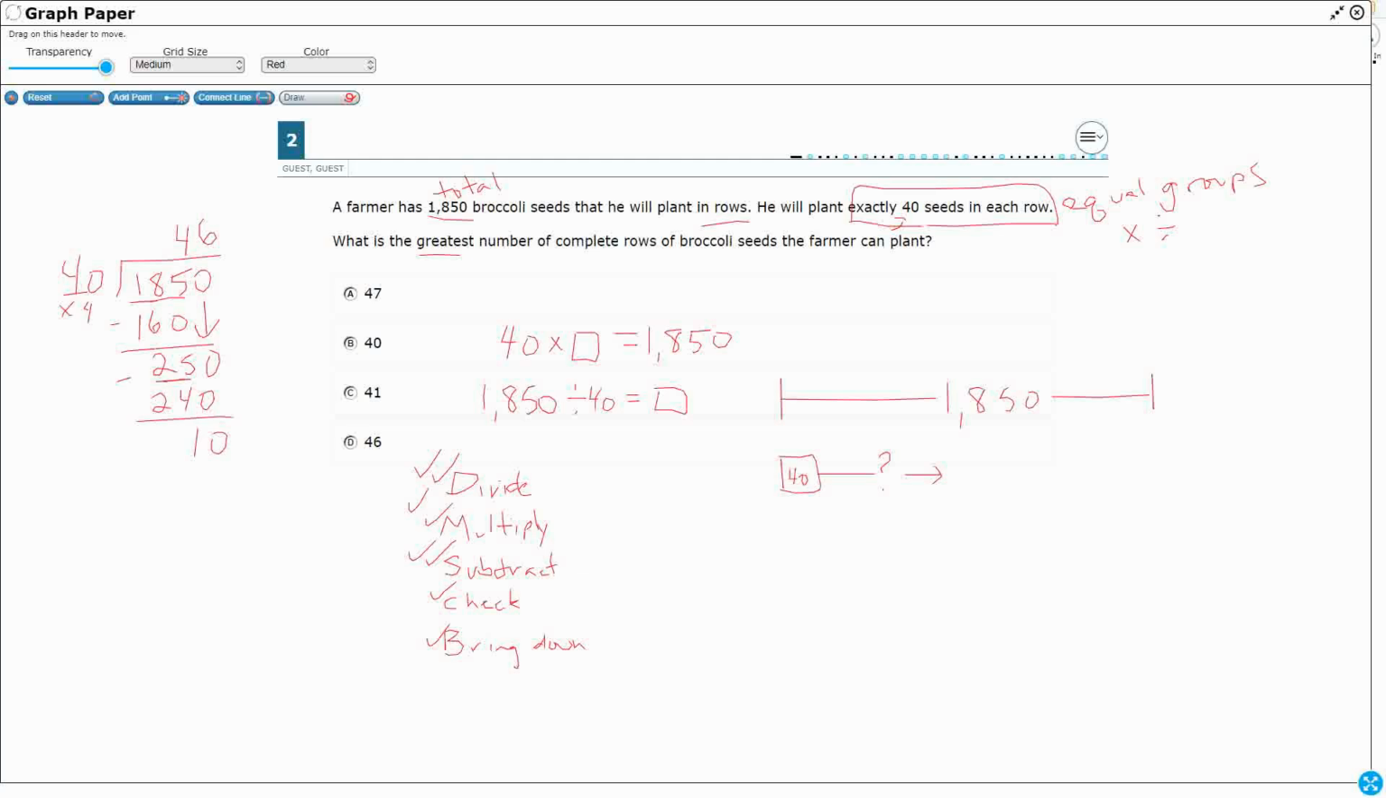Doesn't matter, because we can't use them. You need exactly 40 in each row. So we're seeing this 46, right? 47 if we count the remainder, but we're not going to.